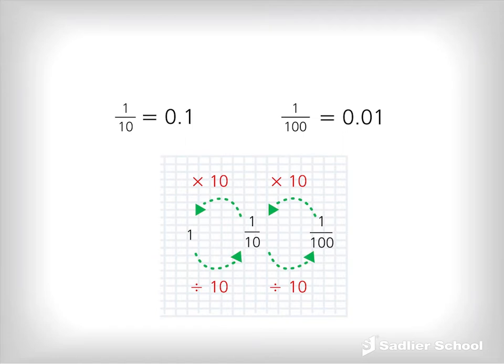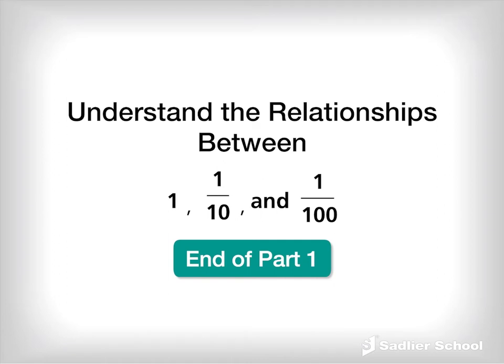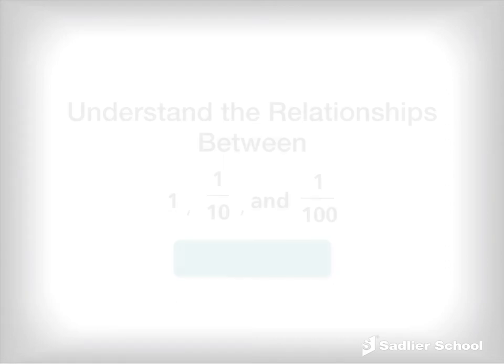So, the diagram that we completed to show how 1 and the fractions 1/10 and 1/100th are related can also be made to show how 1 and the decimals 0.1 and 0.01 are related. Now you know the relationships between 1, 1/10, and 1/100th. This is the end of part 1 of the video. You may choose to pause the video and review part 1 before moving on to part 2.